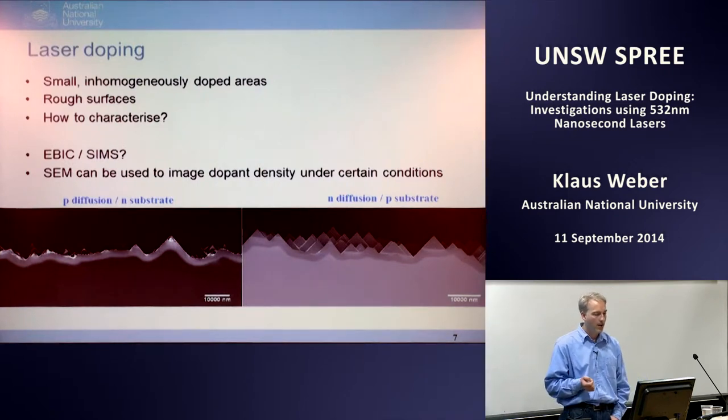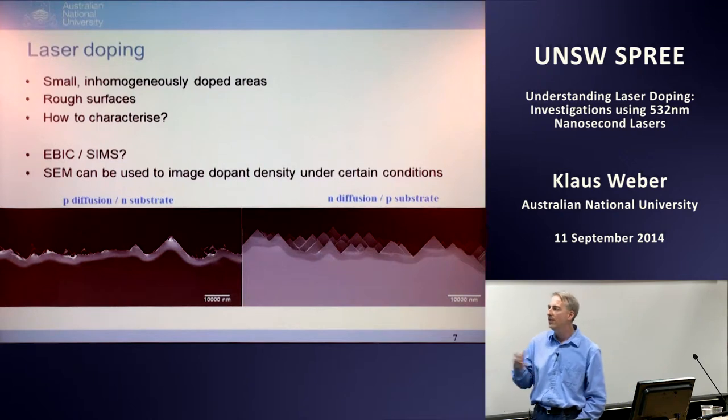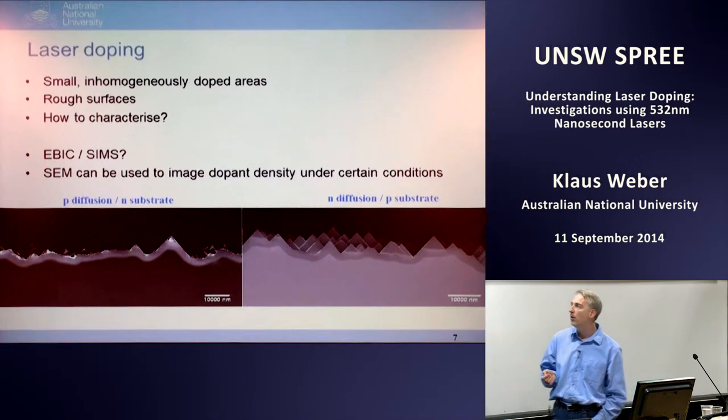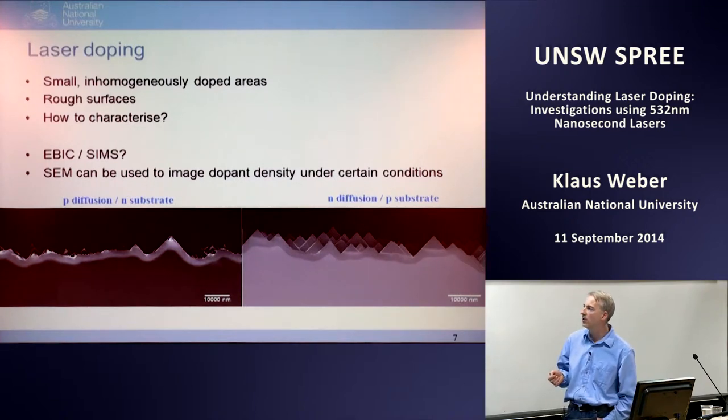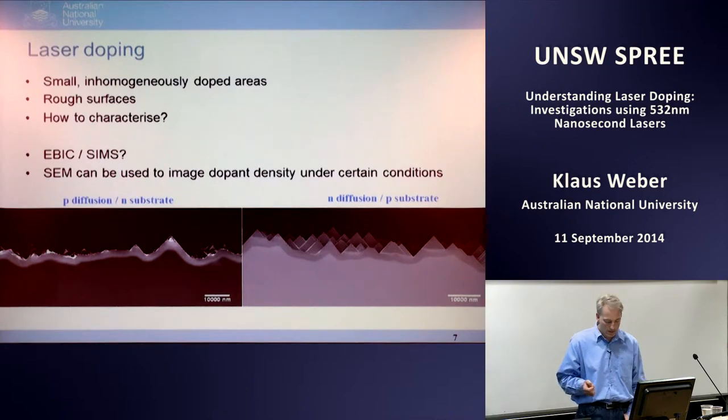And so the images that I've shown here are examples of that applied, in this case using diffusions, on textured surfaces. You can see on the left a p-diffusion, a boron diffusion on an n-type substrate. So you can see that the heavily diffused p-type region in this case is brighter than the background. On the right, we've got the inverse situation, and you can see that we've inverted the contrast. In both cases, we can nicely see exactly where our diffused region is. So this looks quite promising.